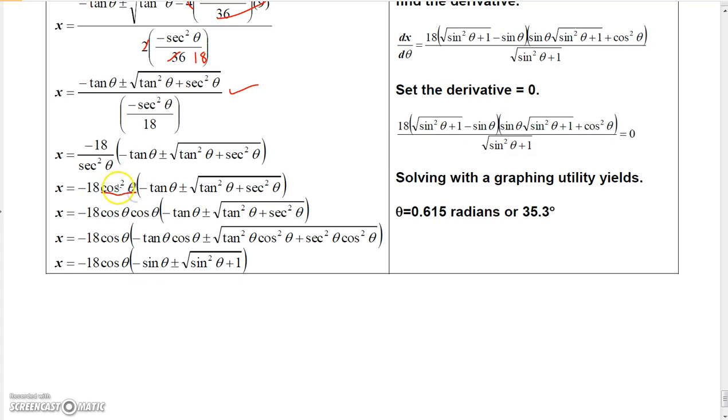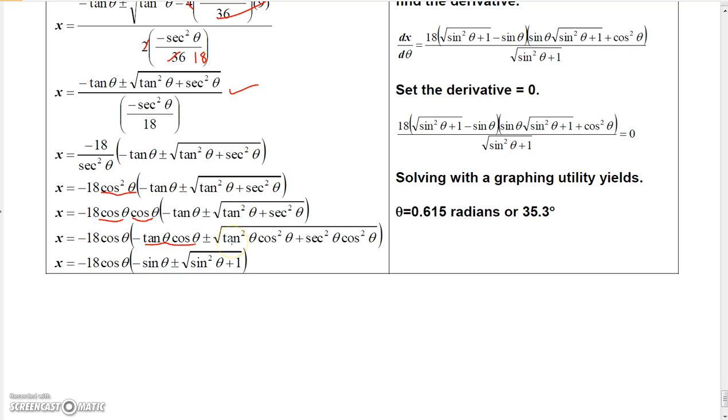Okay? Now, what I'm going to do is take that cosine squared and break it up into cosine times cosine. So I'm going to leave one cosine out here, and then I'm going to distribute this cosine through the parentheses. If I distribute this cosine through the parentheses, I get minus tangent theta times cosine theta. Now, if I distribute it inside the radical, it actually becomes cosine squared. So when I put it inside here, it becomes cosine squared times tangent squared and cosine squared times secant squared.